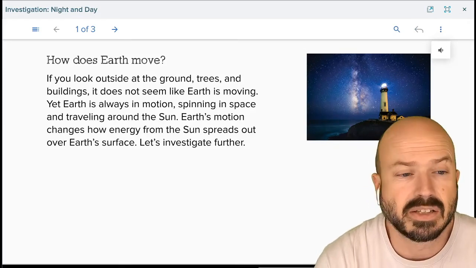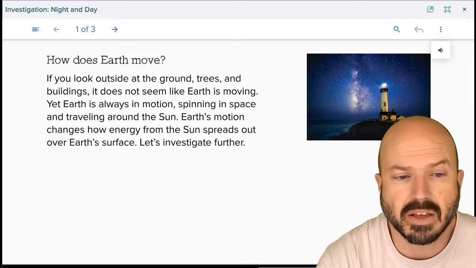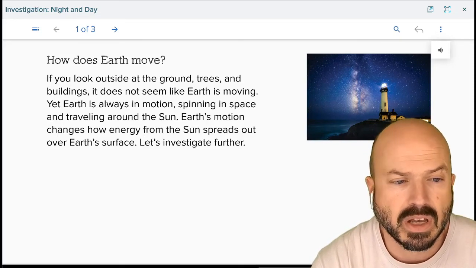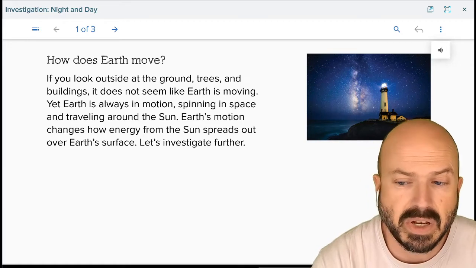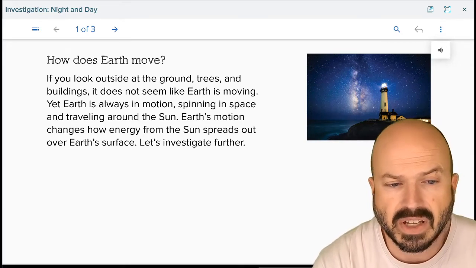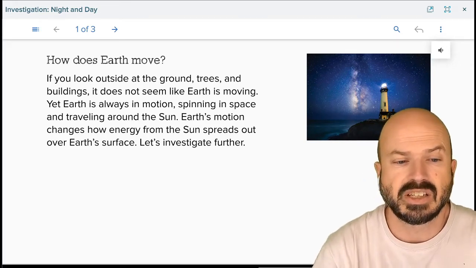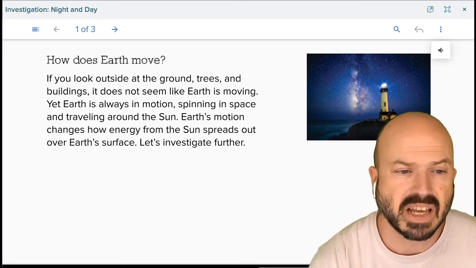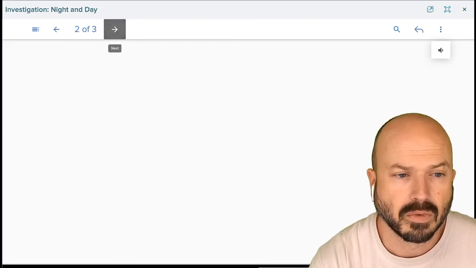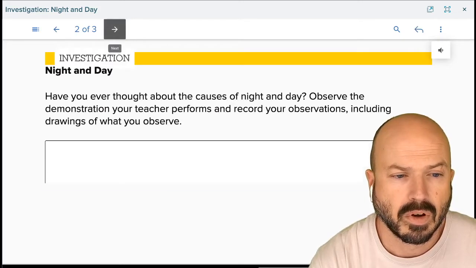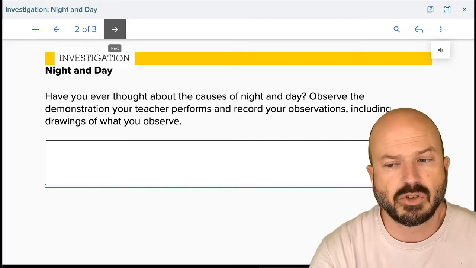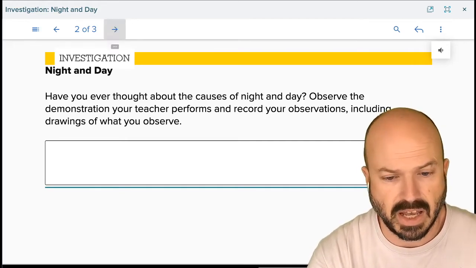So, how does the Earth move? If you look outside at the ground, trees, and buildings, it does not seem like Earth is moving. Yet, Earth is always in motion, spinning in space, and traveling around the sun. Earth's motion changes how energy from the sun spreads out over Earth's surface. Let's investigate further. Have you ever thought about the causes of night and day? Hey, I've got a demonstration. Give me a sec. Let's watch that.